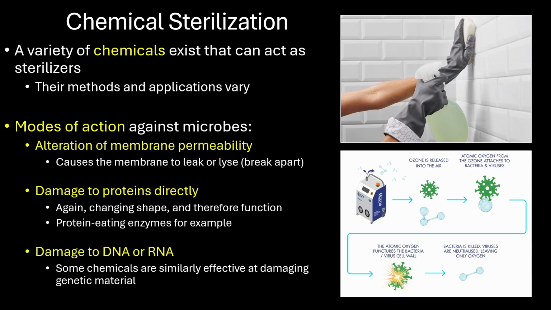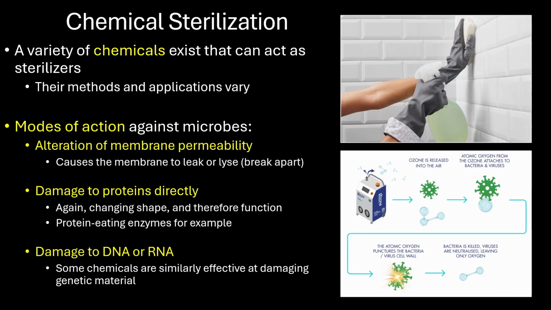A mode of action is just the different method or approach that a chemical has to interfere with a microbe. Some of these chemicals, for example, will alter the permeability of a cell's membrane. It'll make it less able to keep things out, and it'll make the membrane more porous, more leaky, more likely to break apart and lyse.